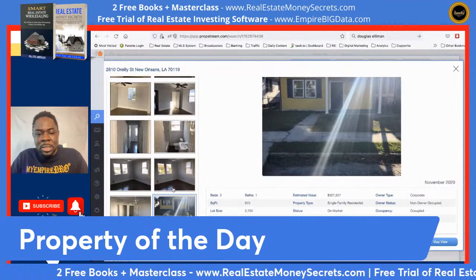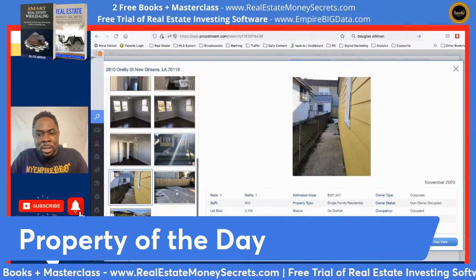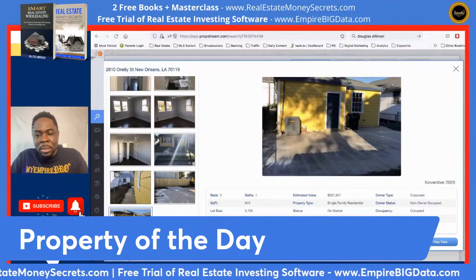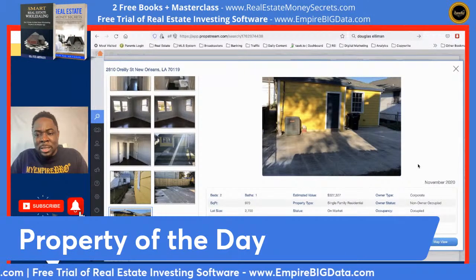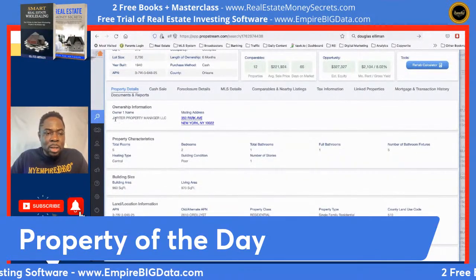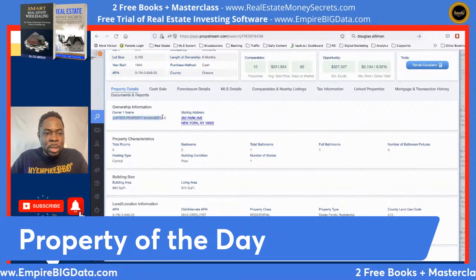All right. So that's the property. It's a simple property. Somebody just renovated it. I don't even think the siding is new, right? You can see that property newly renovated. That's probably a new heating system, right? What are you looking for? You're looking for the cash buyer's information. The cash buyer information right here is Jupiter Property Manager LLC.